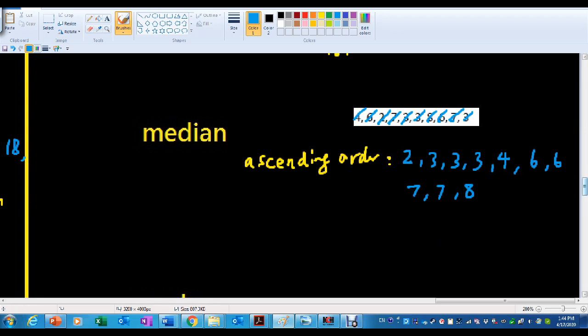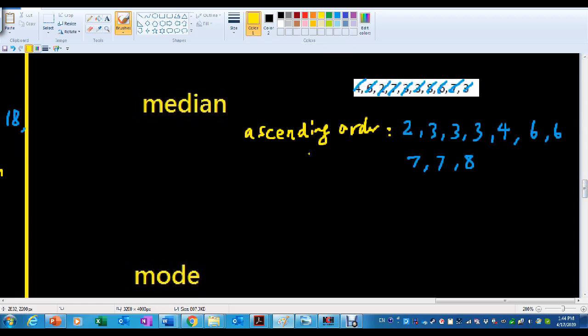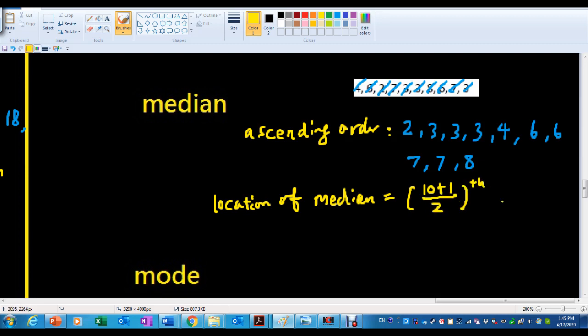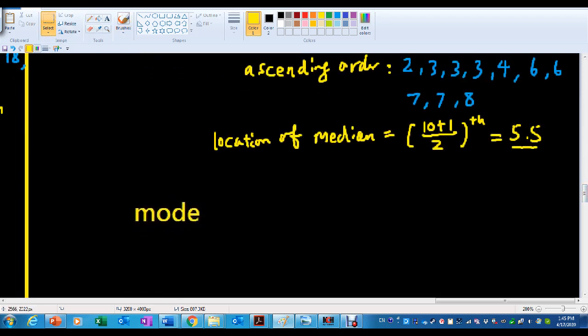So what would be your median? To find the median, you need to find the middle one, right? But there are 10 of them, so you better use your formula. The location of the median is 10 plus 1 divided by 2. It's very interesting because that gives 5.5. So where is 5.5?